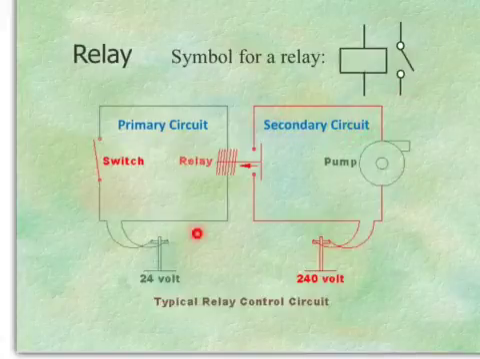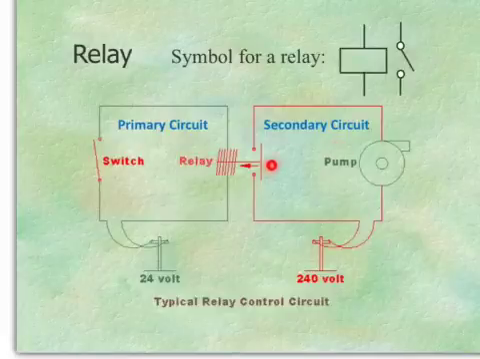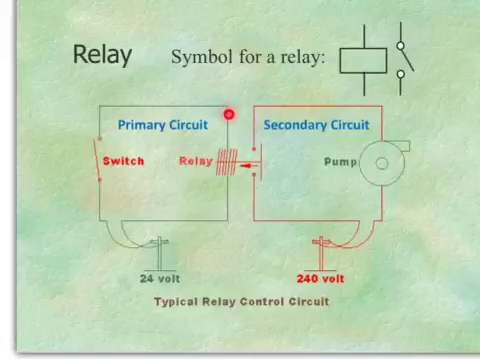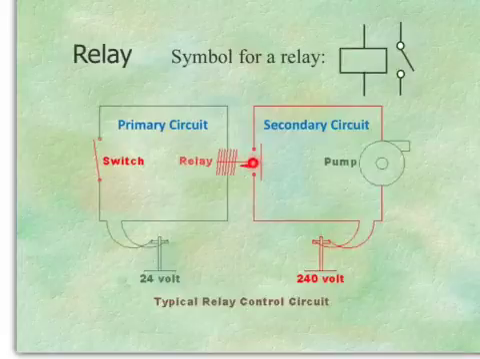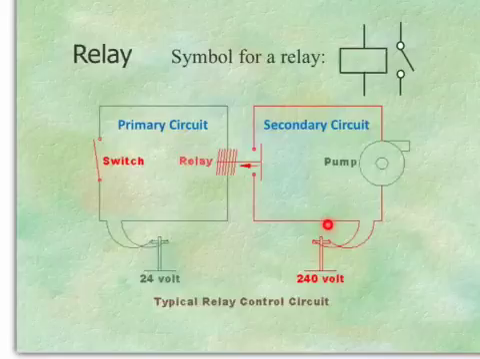Now let's have a look at this one here. So this is a relay there. That's a coil there, that's a switch. When this switch is closed, current flows and this electromagnet will pull the switch across to close the switch, which will start this secondary circuit and the pump will start.